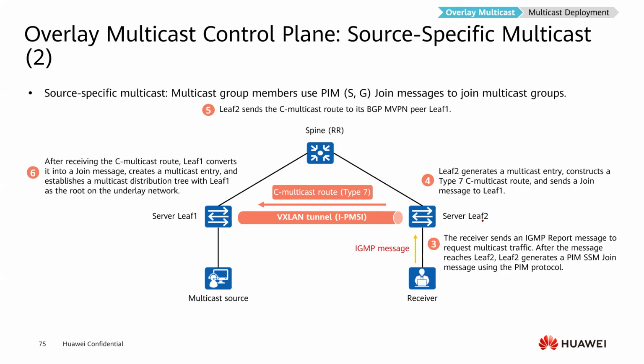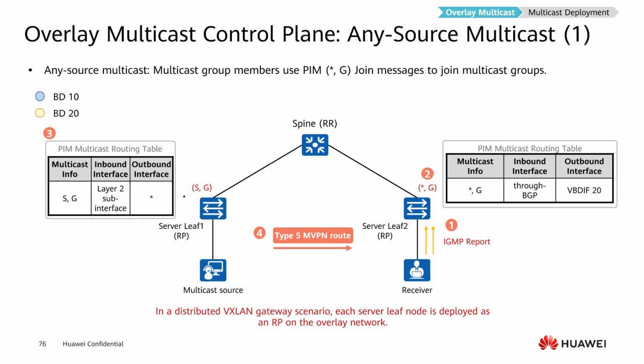And when server leaf 1 receives the route, it will convert it to a join message. You will find that it will convert it to a traditional PIM join message, create multicast entries and establish a multicast distribution tree with the leaf as the root on the underlay network. So you will find that leaf 1 is the root on the underlay network, and through the outbound interface, using PIM tunnels, it will send the traffic to leaf 2. It is the downstream.